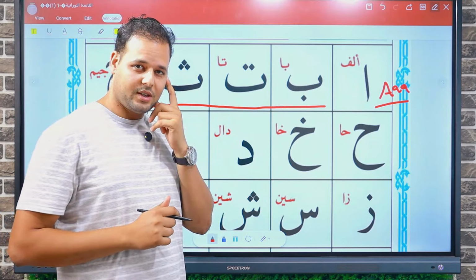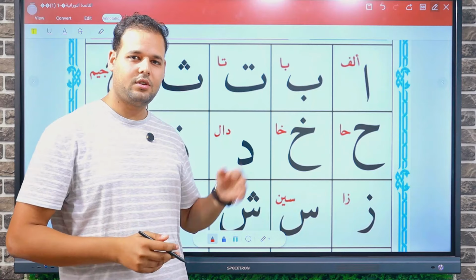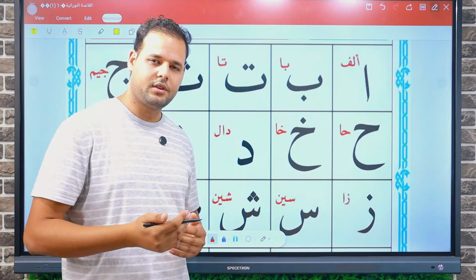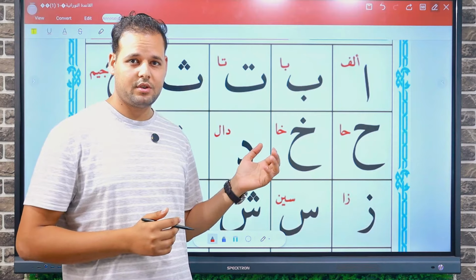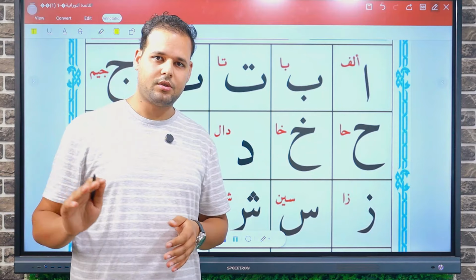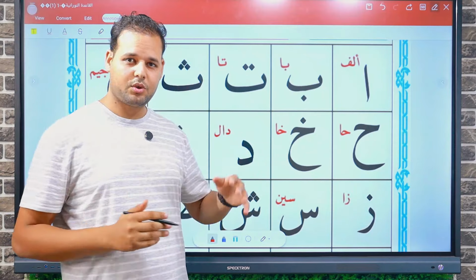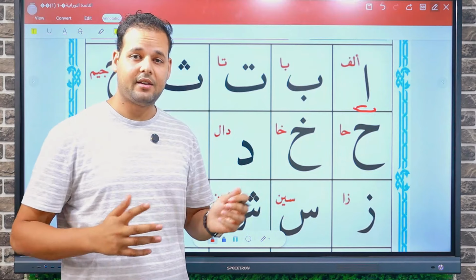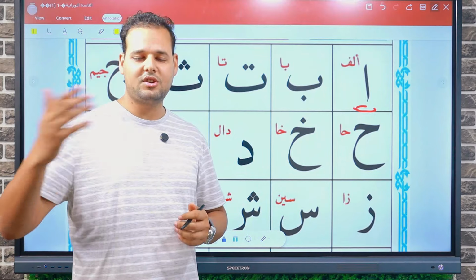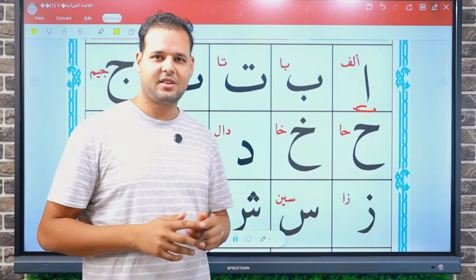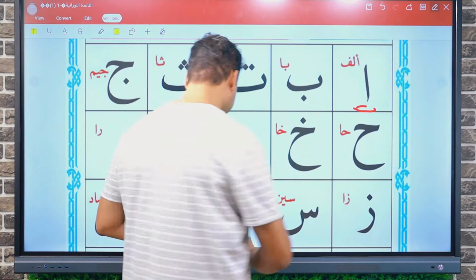One more thing. Most of the people on the internet teach you the name of the letter, and then they teach you how to read the letter. Right now, we're going to skip the name of the letter, and we're going to go directly to the letter's sound. So for example, this letter, they will be teaching it as alif, but we're going to study it as a. Let's start.